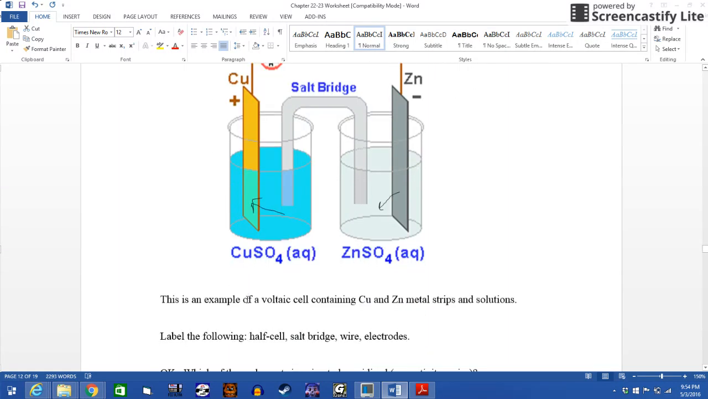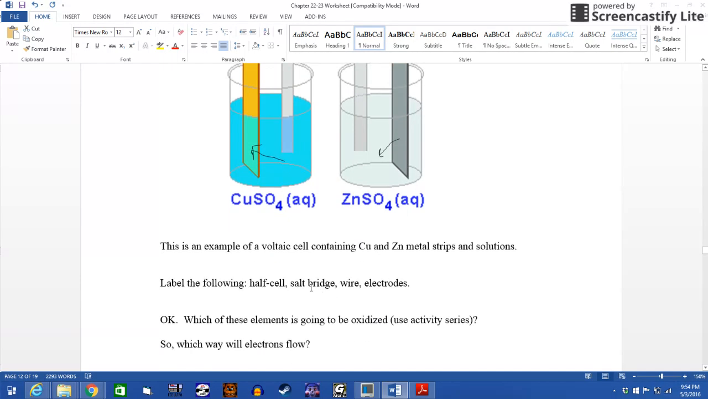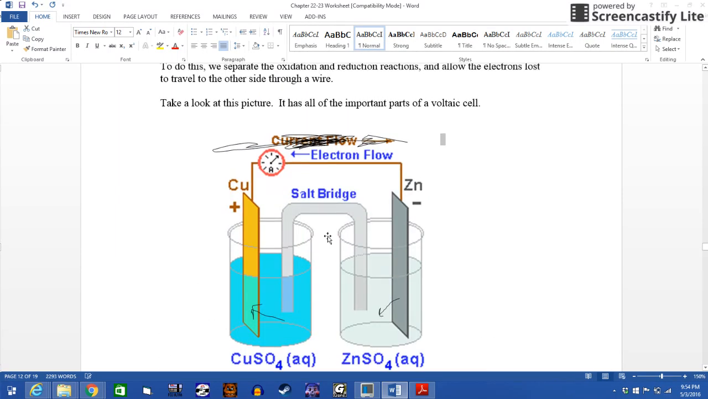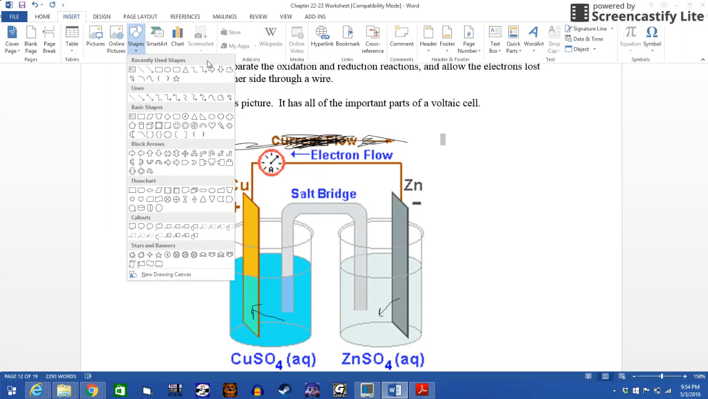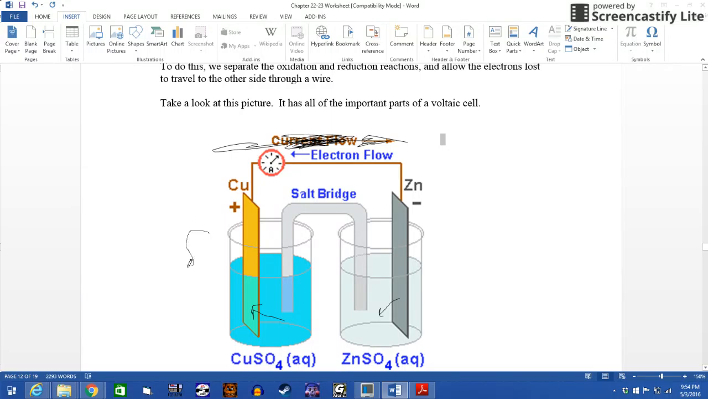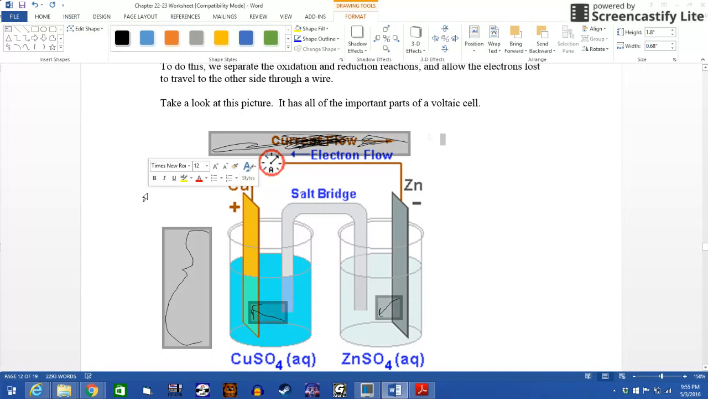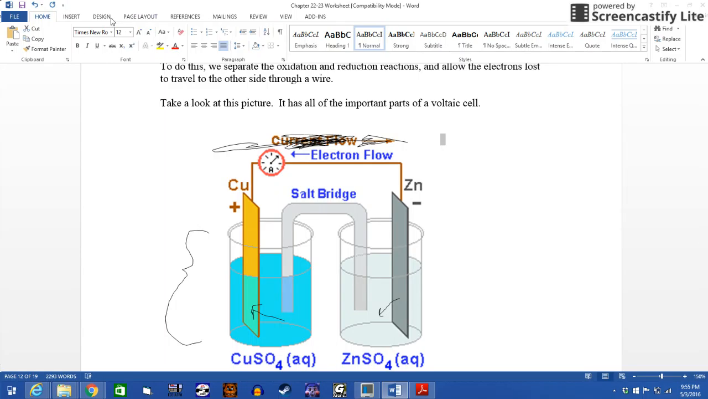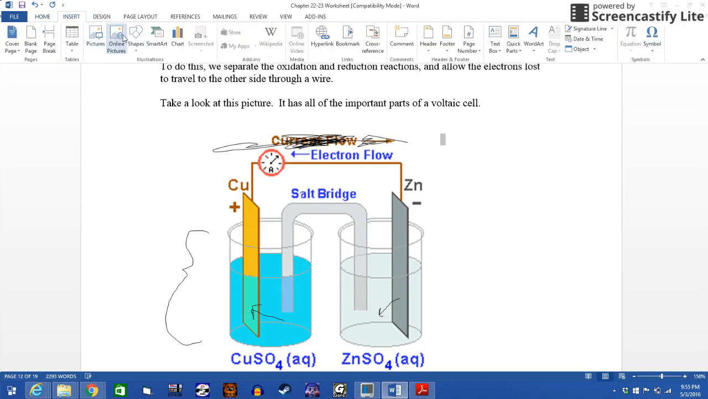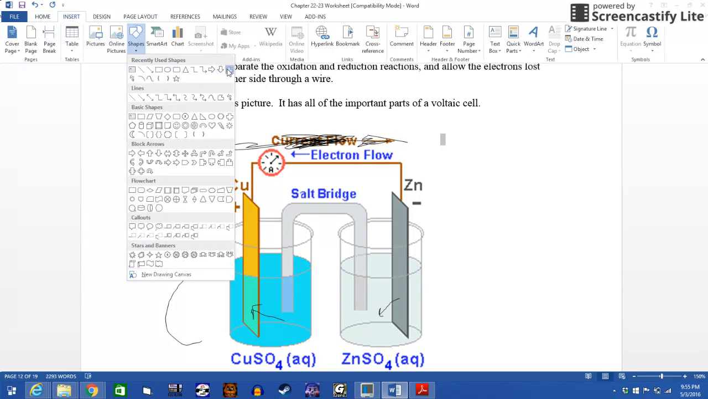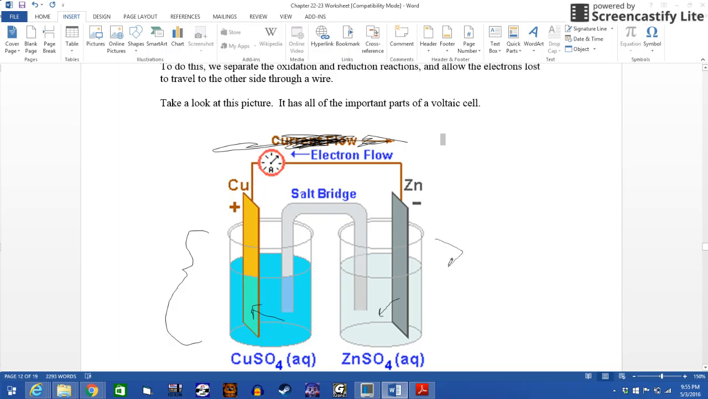So we're going to label these things. We have electrodes and we have wire, salt bridge, and a half cell. The wire is wires right here. These right here are half cells. That's a half cell. And you should label it as such. I know I'm having fun with my freeform shapes here, but you've got to label a little bit better than I am. And that is a half cell.